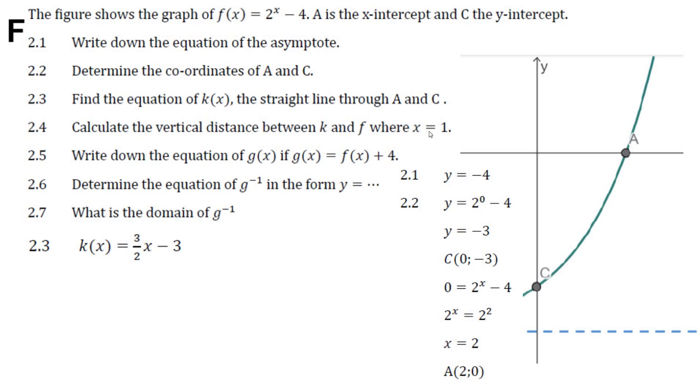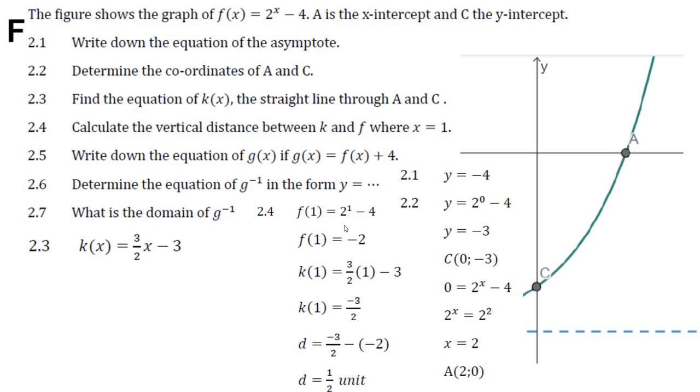Okay, calculate the vertical distance between k and f. Well, we're going to take 1 and put it into the function for k, which is this one, and then we're going to subtract it from the function for f. And that's all we do. We take 1 and put it into the function. 2 to the 1 minus 4 is -2. We take 1 and put it in here. We get 3 halves minus 3 is -3 halves. And then we go k minus f. -3 halves minus -2. And we get 1/2 unit.